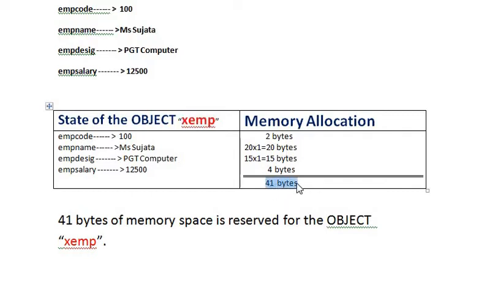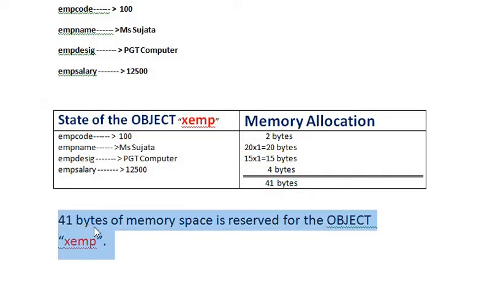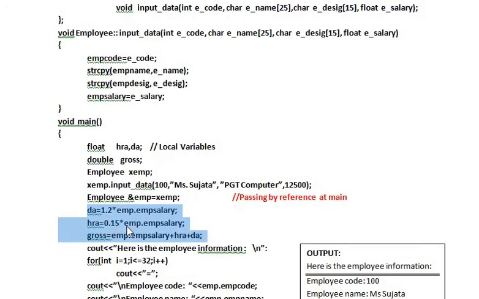Now the sum total gives 41 bytes. So 41 bytes of memory space shall be reserved for the object XEMP. Now look over here, even though I shall be calculating the values for the variables DA, HRA and gross, I shall not be taking into account the memory spaces that shall be reserved for these variables, because these are the local variables of DA, HRA and gross, which have just been declared inside the main function.